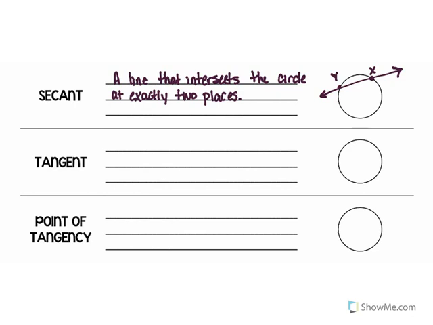So a tangent, which if you guys ever get to calculus, you're going to use tangent lines a lot. That's basically what all of calculus 1 is, tangent lines. So it's a line that intersects the circle at exactly 1 place. These are kind of hard to draw, actually.